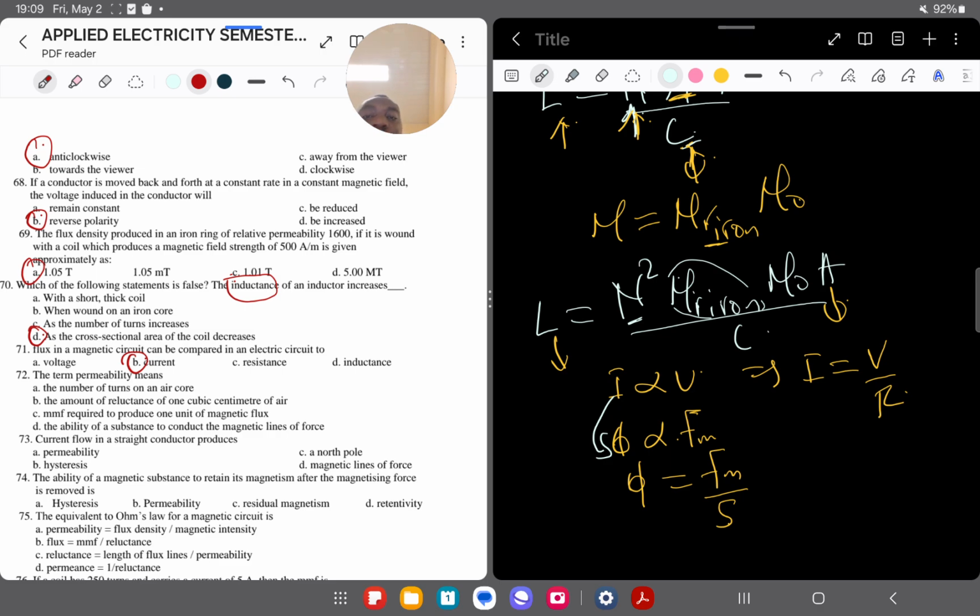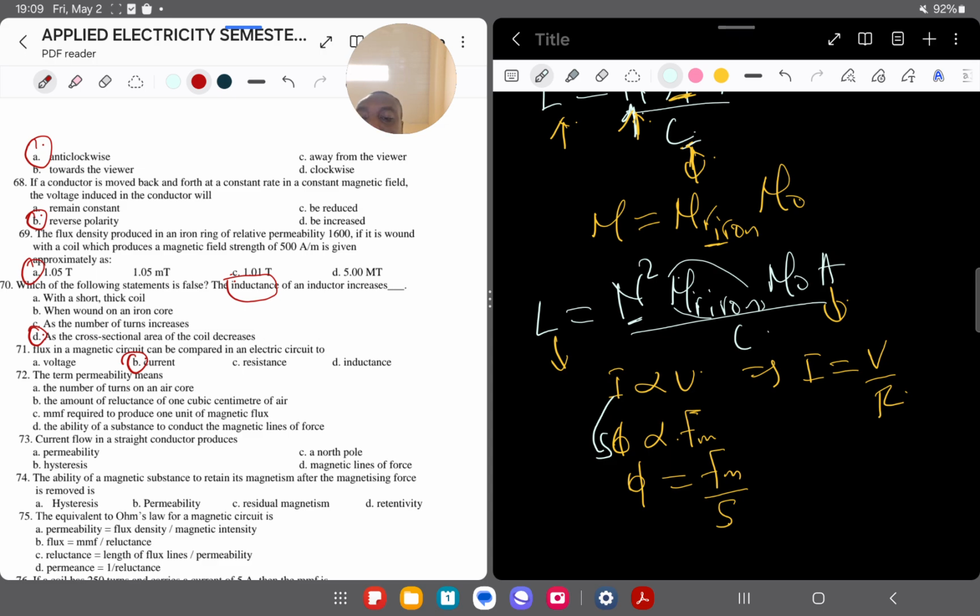So we are looking at which of these statements is true when we are talking about the permeability of a material. The term permeability means: A, the number of turns on an air core. No, that's not a definition. B, the amount of reluctance of 1 cubic centimeter of air. No. C, MMF required to produce 1 unit of magnetic flux.